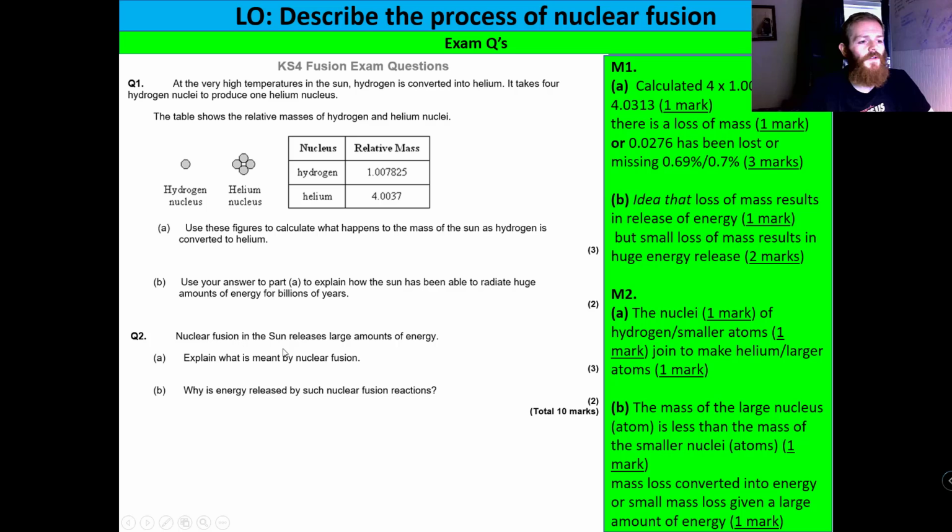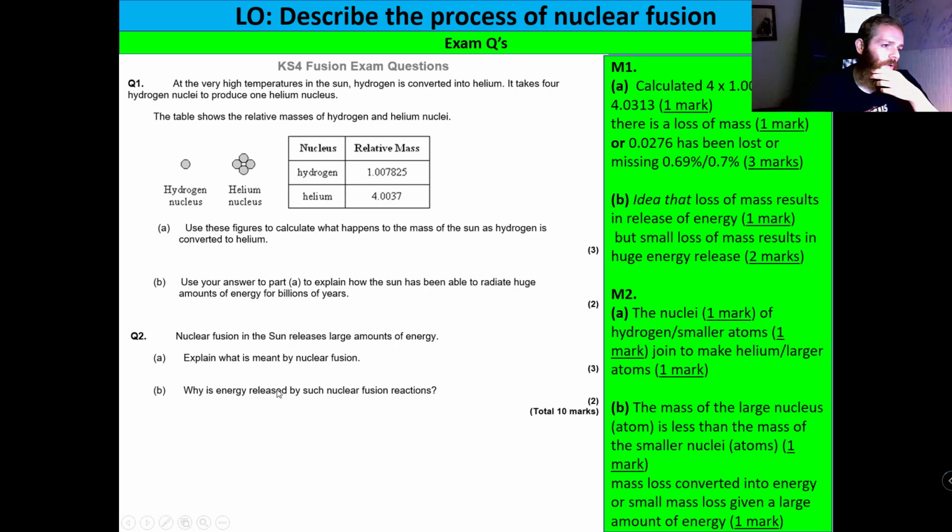Question number 2. Nuclear fusion in the sun releases large amounts of energy. Explain what is meant by nuclear fusion. So you should have had here the nuclei, if you've mentioned nuclei, that's 1 mark, of hydrogen or smaller atoms, that's worth the 2nd mark. Join to make helium or larger atoms, so that's worth the 3rd mark. So if you said nuclei that are small or of hydrogen, join together to form something larger, there's your 3 marks.